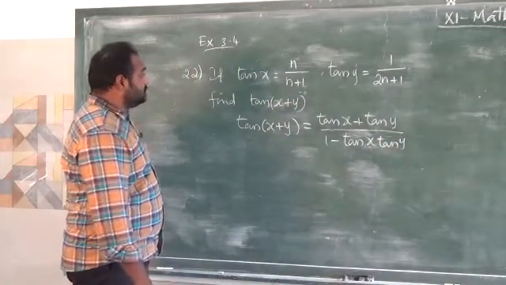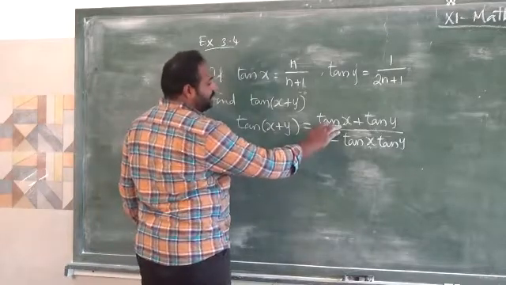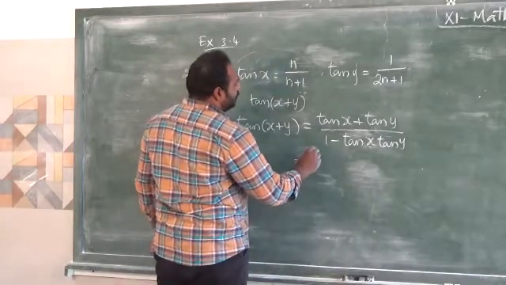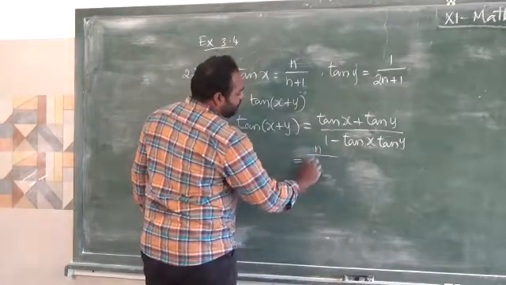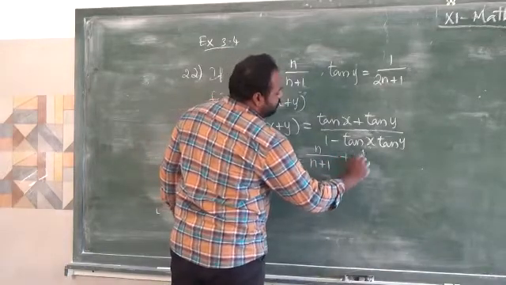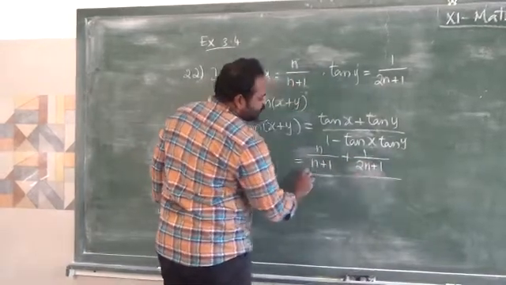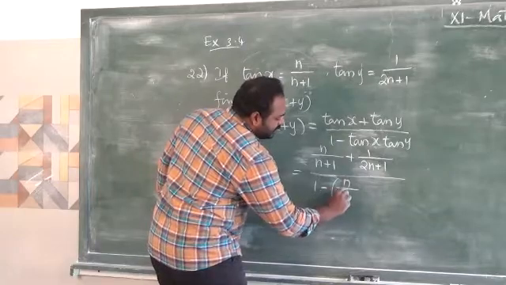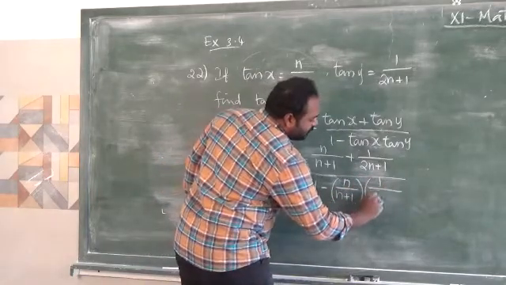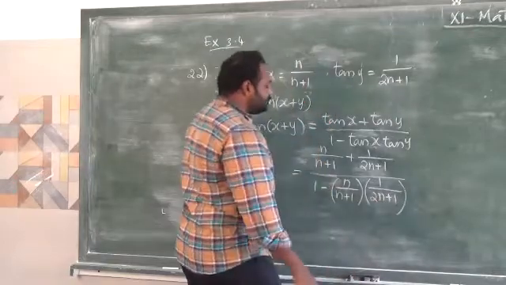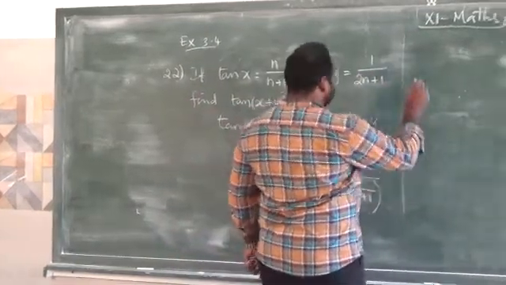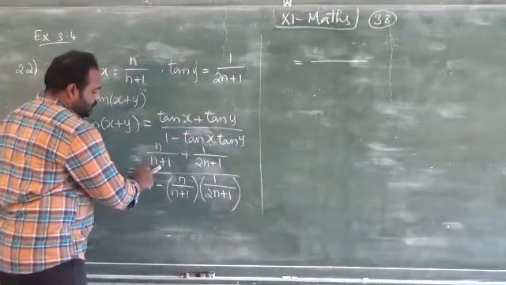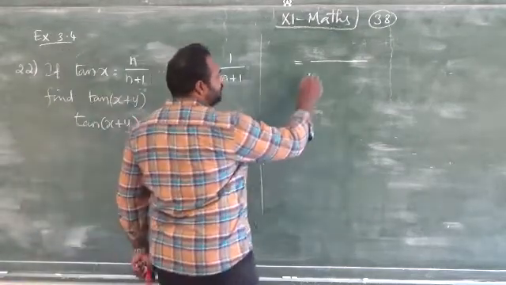So this is the formula I am going to use here. Apply the values. Here we have been given the values, tan x value and tan y value, so directly I am going to apply the values here. Tan x value n by n plus 1 plus 1 by 2n plus 1, whole divided by 1 minus n by n plus 1 into 1 by 2n plus 1. Just cross multiply for the LCM. For the numerator, what is the denominator? N plus 1 into 2n plus 1 is the common denominator.